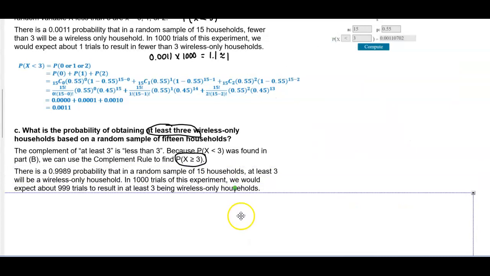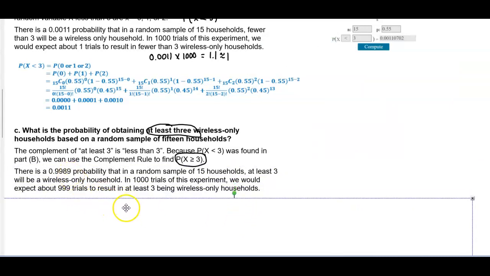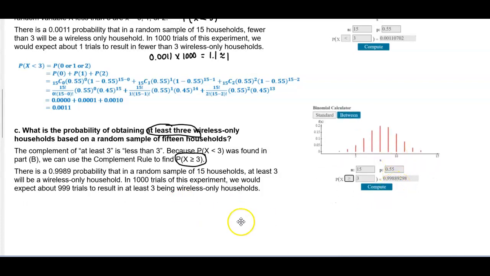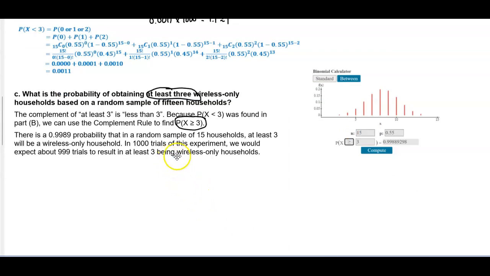So there is a 0.9989 probability that in a random sample of 15 households, at least 3 will be wireless-only households. In 1,000 trials of this experiment, we would expect about 999 trials to result in at least 3 being wireless-only households. So again, let's take a look at this on StatCrunch. There is our value. And now remember that in 1,000 trials of this experiment, we would expect 999 trials, because if we take 0.9989, multiply that by 1,000, that would give us 998.9, which is approximately 999.